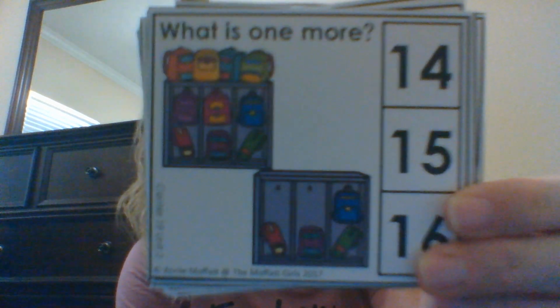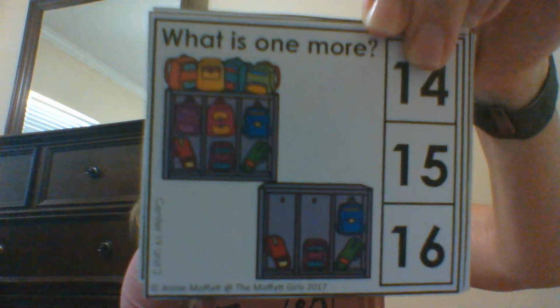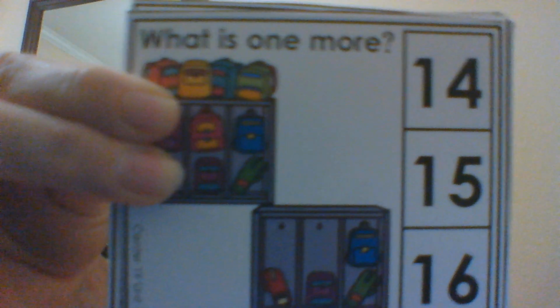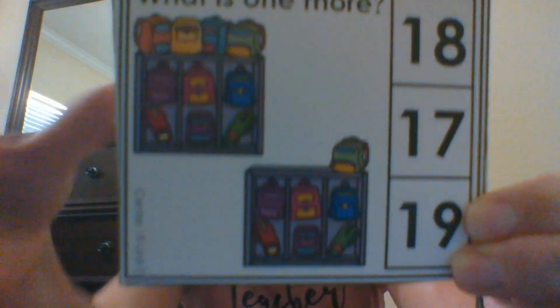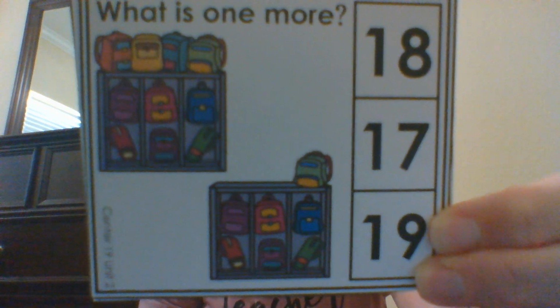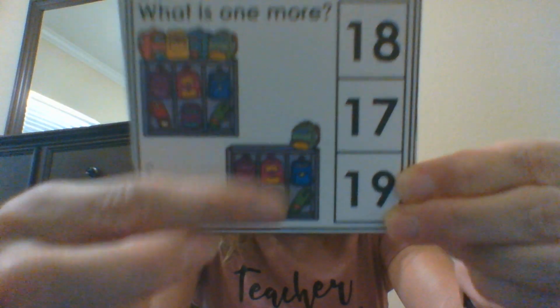It says, what is one more? So you have to count how many backpacks. You have to think 10, 11, 12, 13, 14, but you have to karate chop the one that is one more than 14, which is 15, right? Okay, ready? All right, remember, karate chop the one that's one more. Here's my group of 10. Good. One more than 17 is 18.